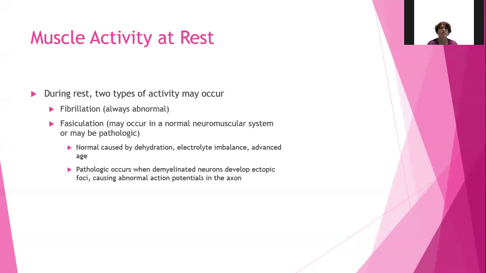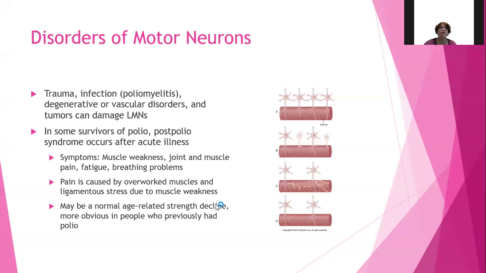The pathological fasciculation occurs when demyelinated neurons develop ectopic foci and cause abnormal action potentials in the axon. So it's like that cross connection, if you want to think of it that way. Trauma, infection like poliomyelitis, which is caused by the poliovirus, degenerative or vascular disorders, or tumors can all damage lower motor neurons.